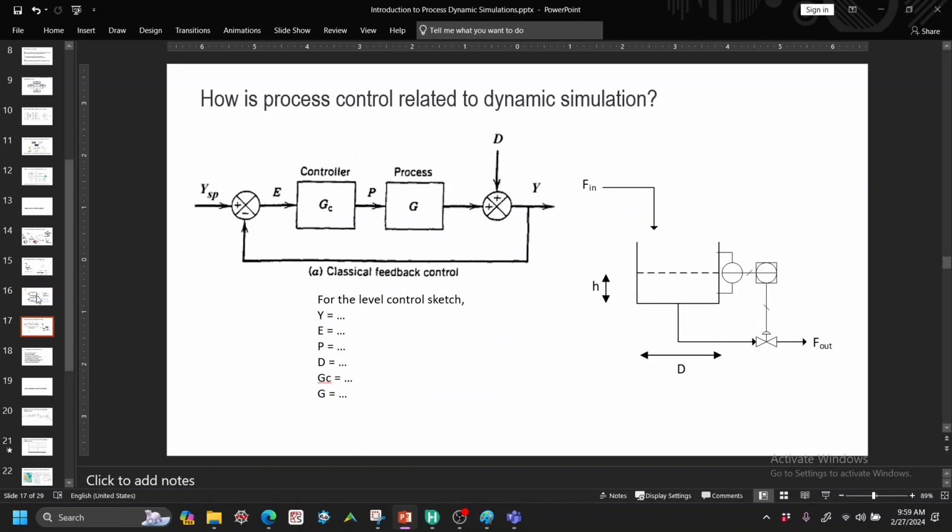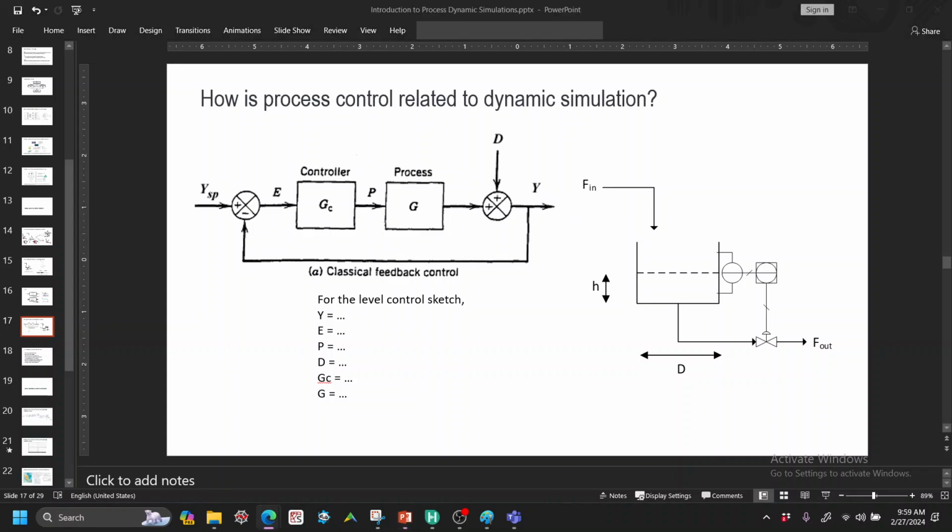Because you have learned process control, right? So we have the block diagram on the left, and then we have the physical diagram on the right. This Y over here on the left, what is that on the right? What does it correspond to? This Y here. So write your answer in the chat. Y equals to what?